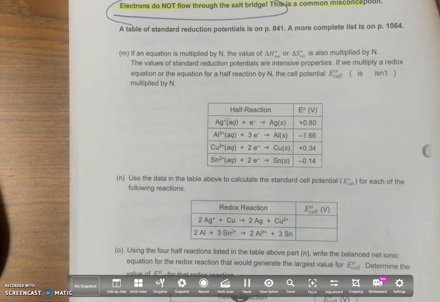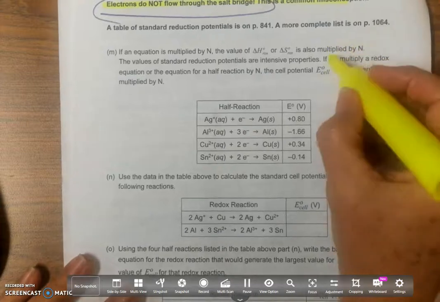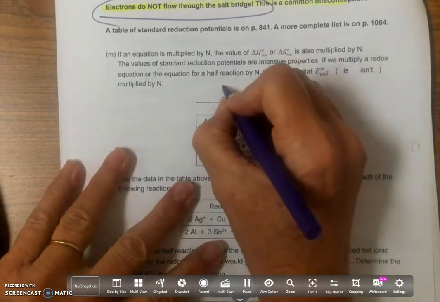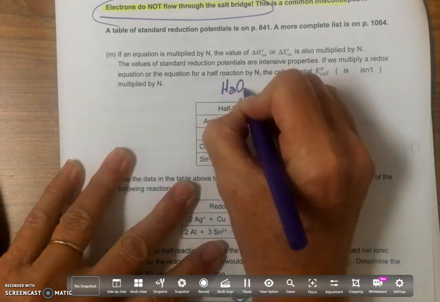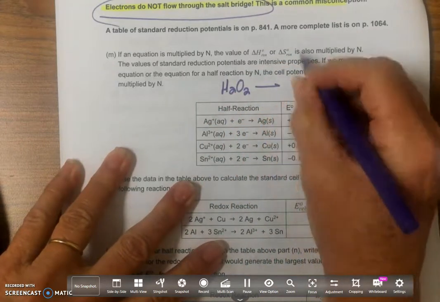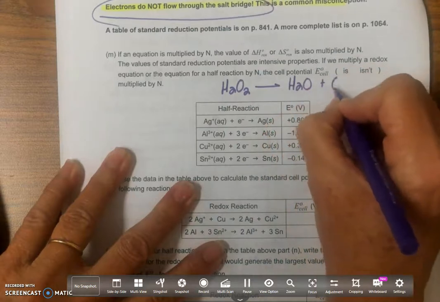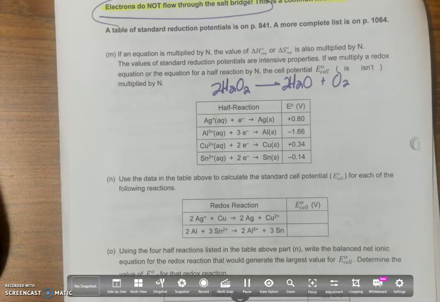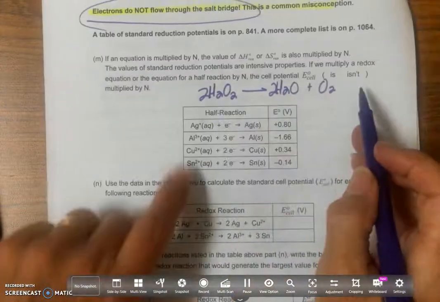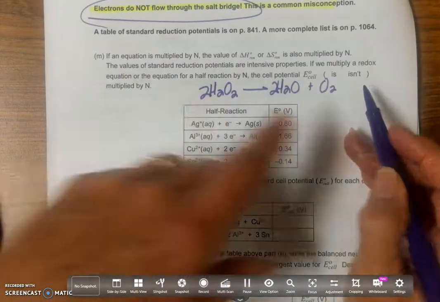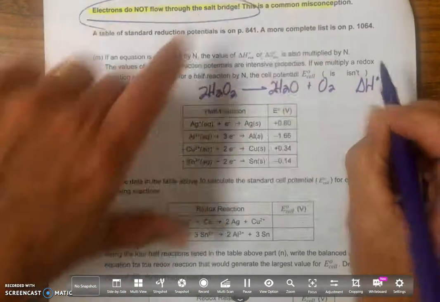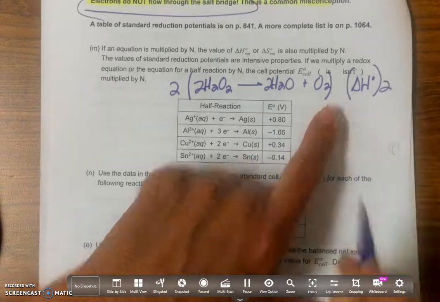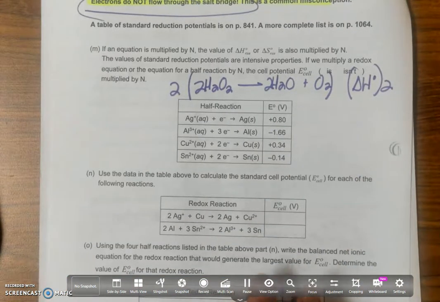Now, this is very important. Remember how if I had an equation like this, let's say H2O2 decomposes into water and oxygen, all right? If I had something like this, and I had a delta H of some value, and I multiplied this by 2, remember I multiplied this by 2 also, didn't I? And then I would add them up.